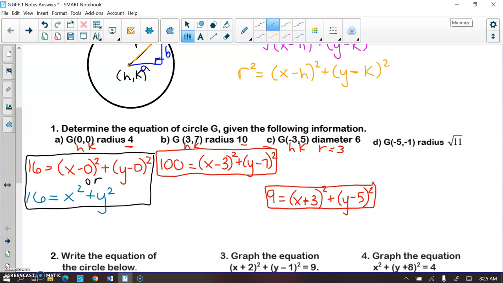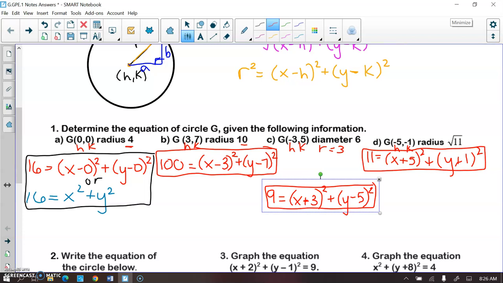And then for the next one, we square a radius. The square root of 11 squared is just an 11. And that would equal, this is my h, this is my k. x minus a negative 5 is the same thing as an x plus 5 squared. Plus y minus negative 1 is the same thing as a y plus 1 squared. And this is our equation. So this is how we write the equation of a circle.